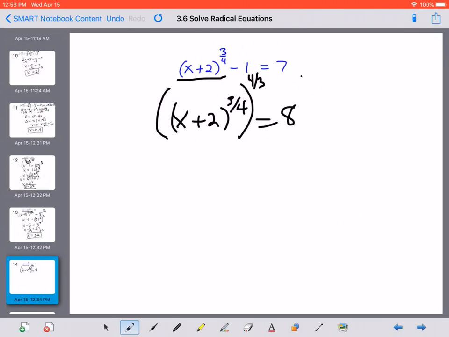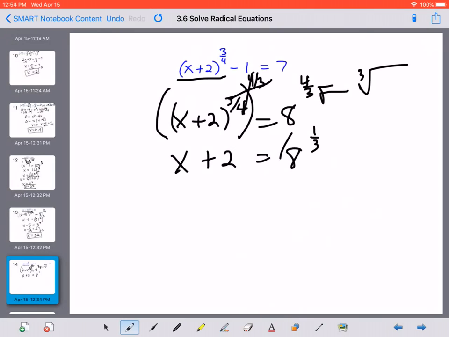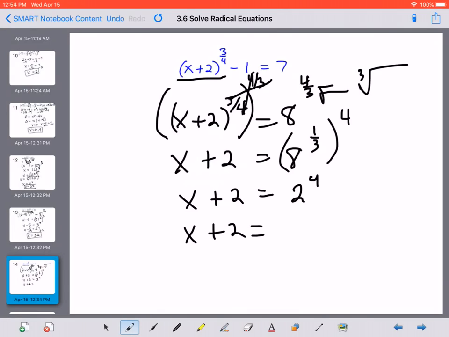So then I'm going to raise 8 to the 4/3 power. Power of a power, we multiply exponents. That will eliminate the exponent. You're left with x plus 2 equals. Remember, the denominator is 3. That means cube root. So you'd have 8 to the 1/3 power raised to the 4th power. So x plus 2 is equal to the cube root of 8, which is 2, to the 4th power. x plus 2 is equal to 2 to the 4th power, which is 16. Subtract 2. x is equal to 14.